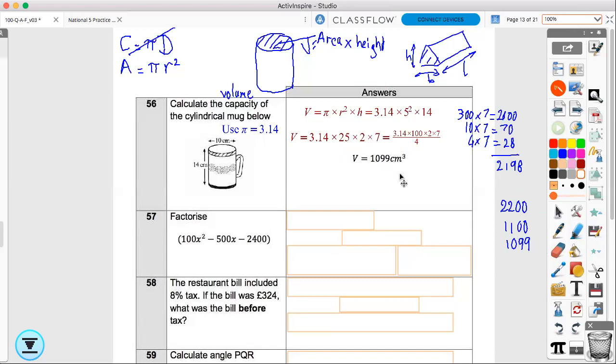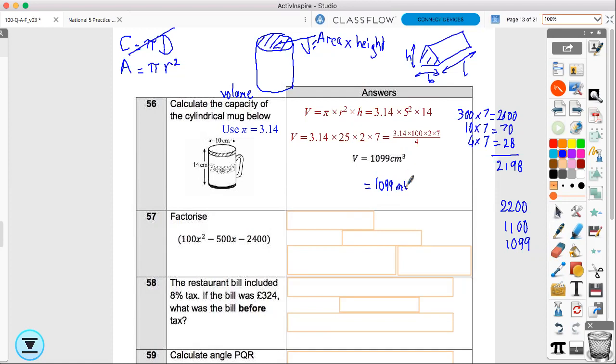And that would be centimeters cubed. So one might say, oh, I'm happy to just use decimals. I can double that, or I can do 50 times this, and it's up to you. As long as you get the 1099, then you're good. And a capacity is a volume. The other thing I've sometimes seen is asking to give the volume in milliliters. So 1 centimeter cubed is just 1 milliliter. So it's 1099 milliliters.